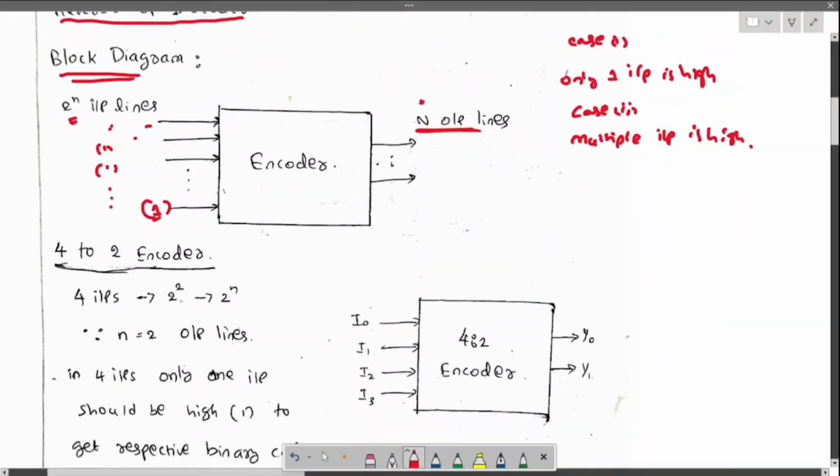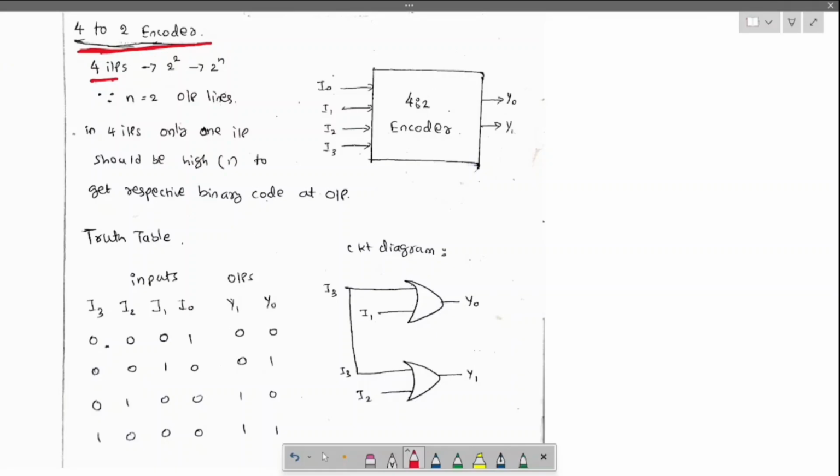For the first case, take a 4 to 2 encoder. It will have 4 inputs, that is 2 power 2, so n equals 2, which is the number of output lines: 4 inputs and 2 outputs. Among the 4 inputs only one input should be high, as we just discussed in case one. In such a case we will get the respective binary code at the output.